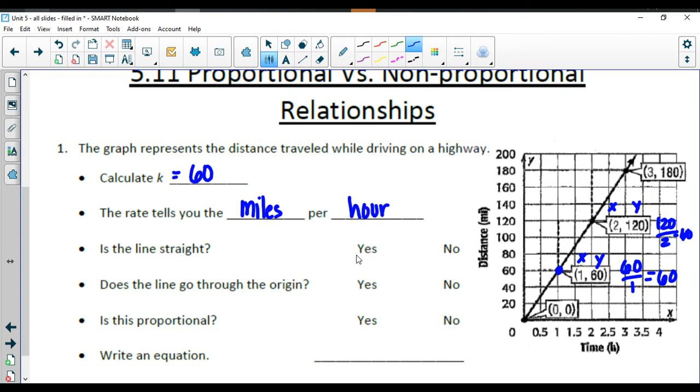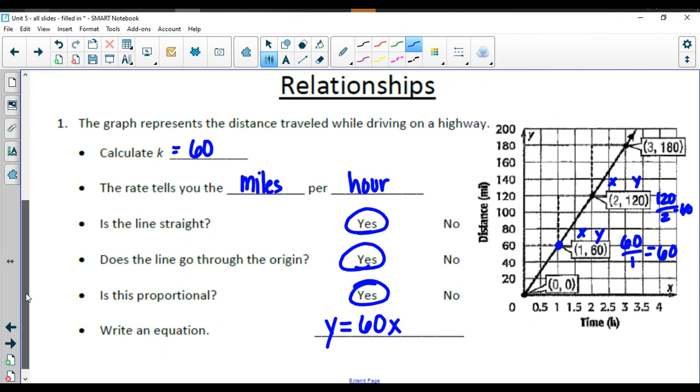Looking at our line, the line is straight, and it does in fact go through the origin down here at 0, 0, so it is proportional. As a result of it being proportional, we can write the equation y equals kx, replacing the k with the 60 that we found using the points on the graph.